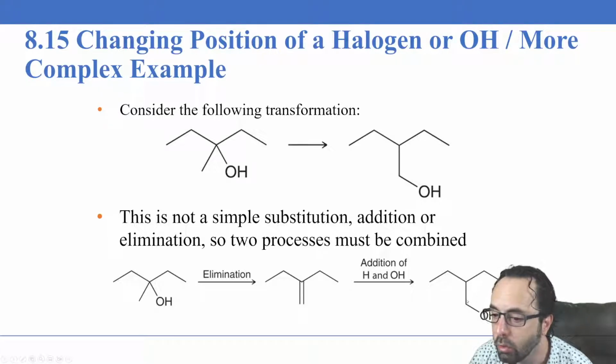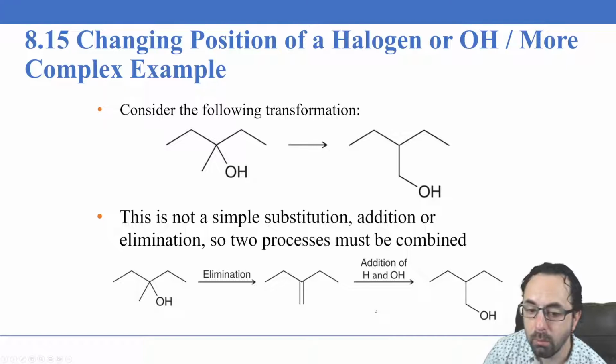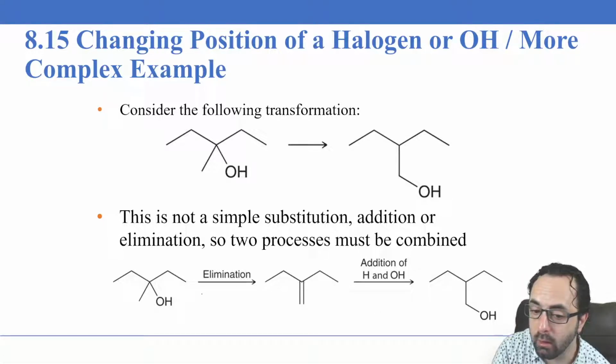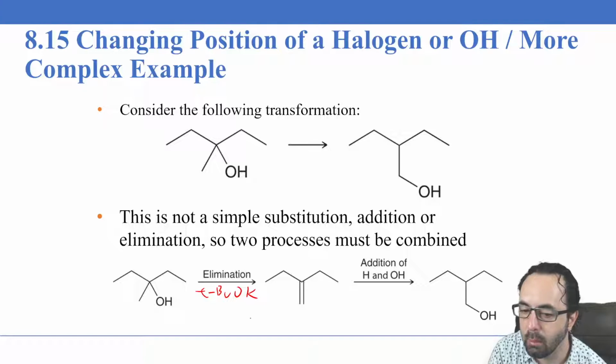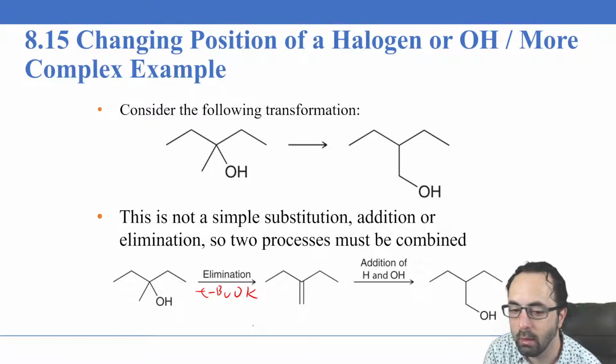We want the OH group to be at the less substituted position. So we're going to want to do an anti-Markovnikov addition. So we should choose the appropriate reagents for that. So for the elimination, we want a sterically hindered base, so we could use tert-butoxide. t-BuOK is the way it's usually written, K being the potassium ion that's a spectator.